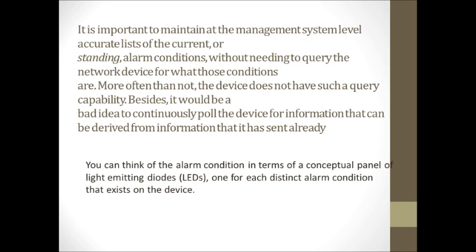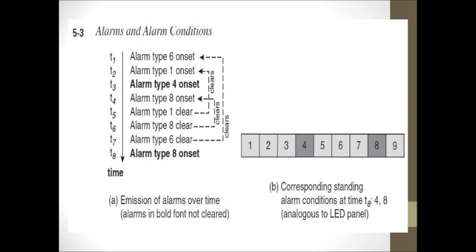You can think of the alarm conditions in terms of a conceptual panel of light-emitting diodes, or LEDs, one for each distinct alarm condition that exists on the device. The left side of the diagram depicts a chronological list of alarm messages. Some messages indicate the onset of an alarm condition of a certain type. Others indicate the remission of the same condition. The alarm has cleared. The list of the current alarms includes only those messages that have not cleared, that is, those for which no matching clear indication has been received. The right side of the diagram depicts a fictitious LED panel that indicates which of the alarm conditions are current, corresponding to the alarm list.